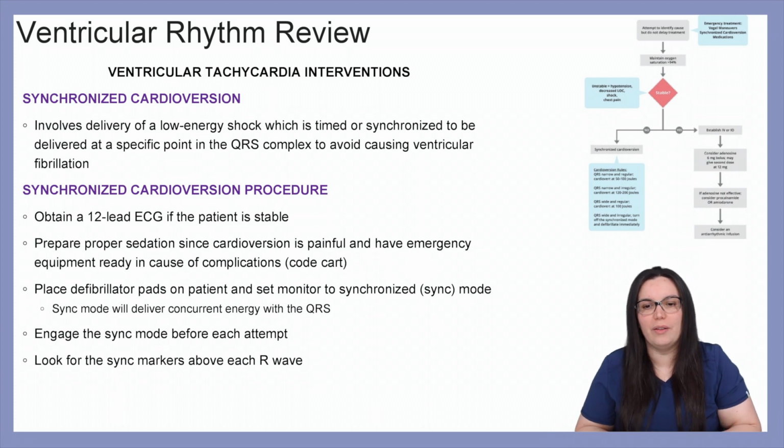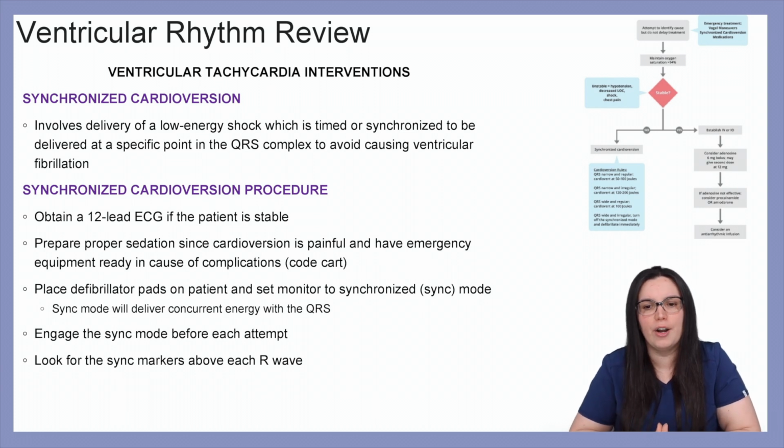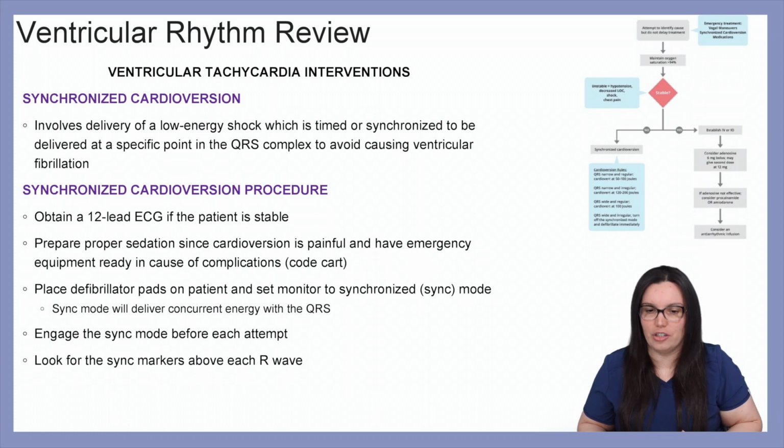We're going to obtain a 12-lead ECG if the patient is stable. We are not going to delay cardioversion if the patient is unstable because we're waiting on a 12-lead ECG. So if they're stable, get the 12-lead ECG. We're going to prepare proper sedation since cardioversion is extremely painful, and have emergency equipment nearby in case of complications.